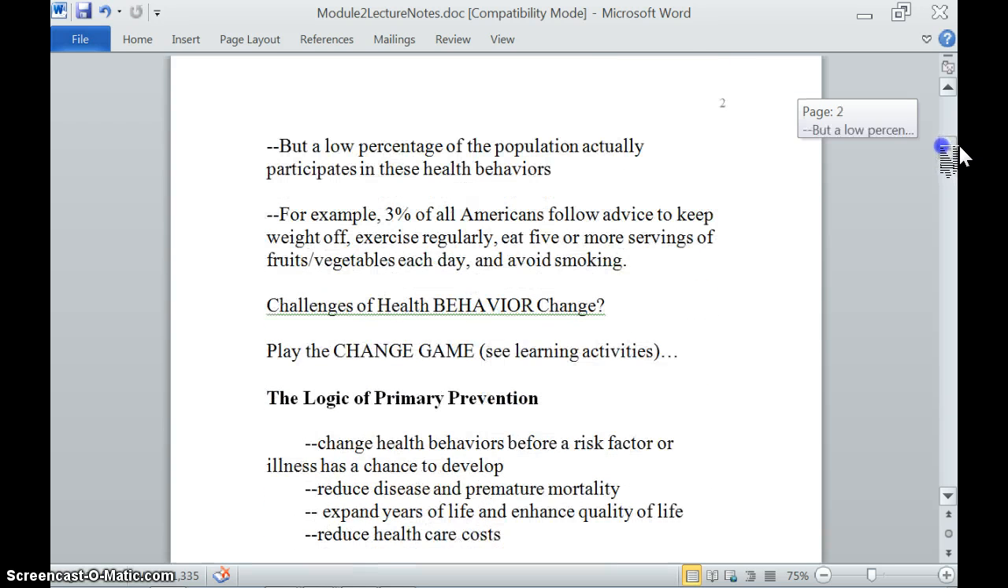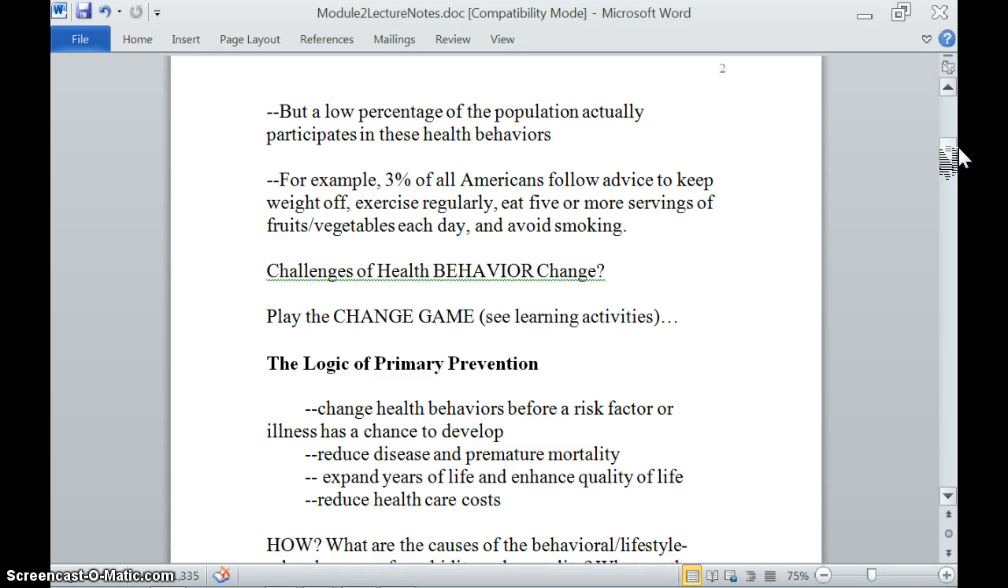Now, we all know that these behaviors are good for us in some way, shape, or form, but the data is pretty clear that there's a low percentage of the population that actually participates in these health behaviors. I've been following this data for a long time, and one significant study showed basically 3% of all Americans do the package of behaviors that we would like people to do: keep weight off, exercise regularly, eat healthy, and avoid smoking. 3% of all Americans do that packet of lifestyle behaviors at any one time. So we've got a long way to go.